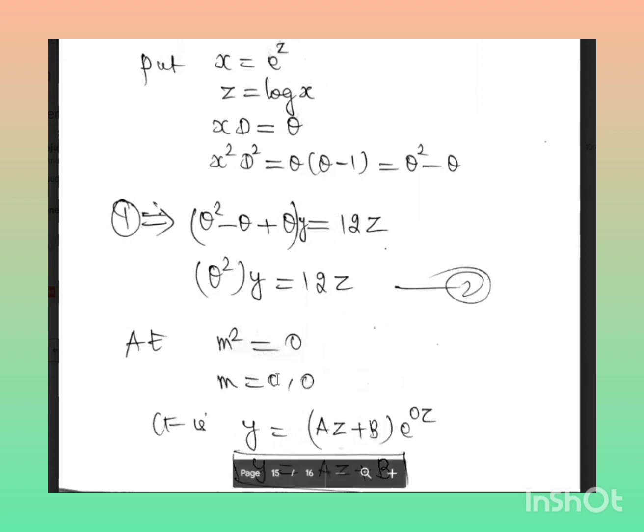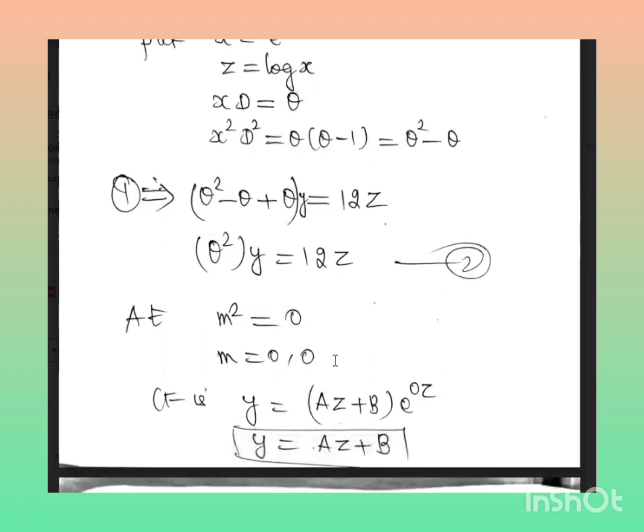So the auxiliary equation is m square is equal to 0, m is equal to 0, 0. So the roots are 0, 0, the roots are equal. You know already, in the previous video I explained the differential equation, how to write the second order differential equation, and the introduction also. So if you have a doubt, you can see that video.